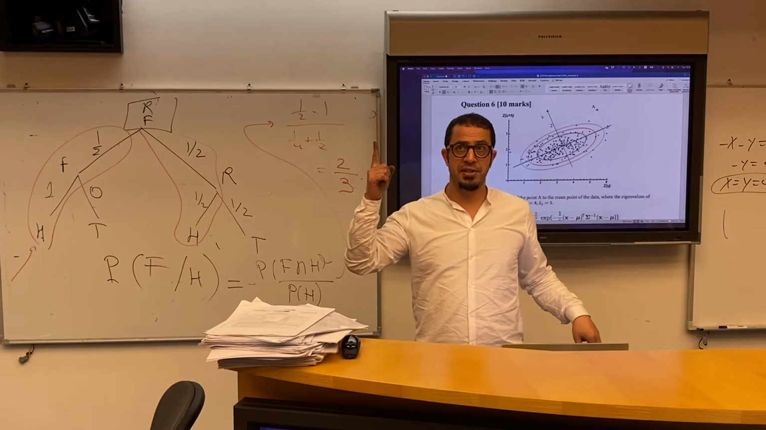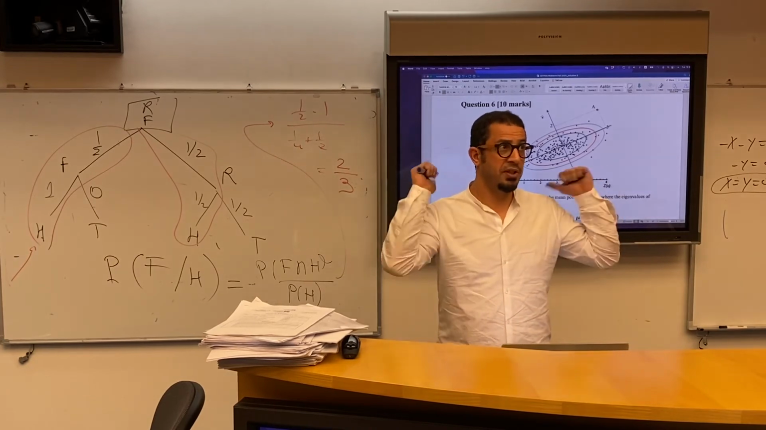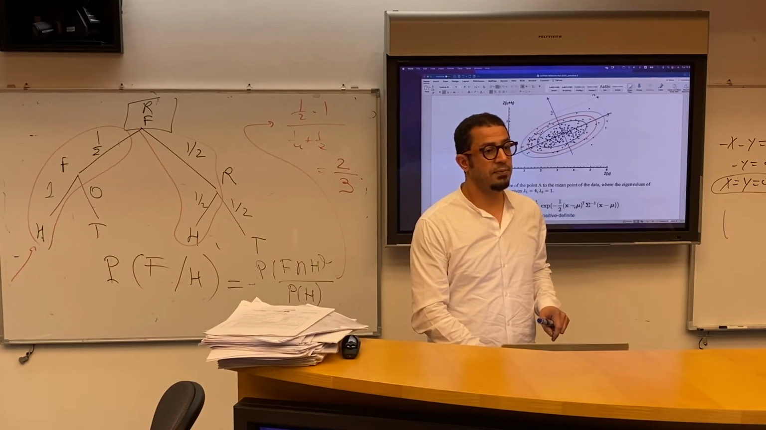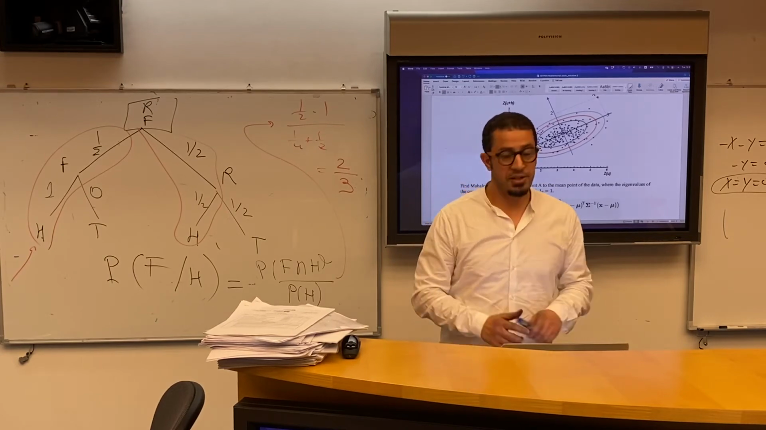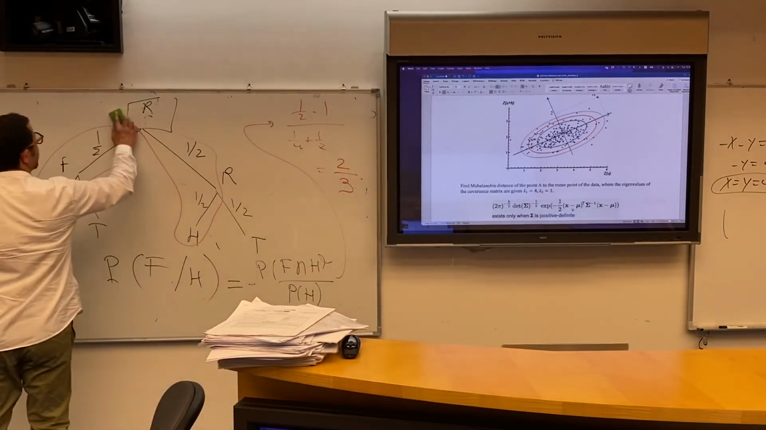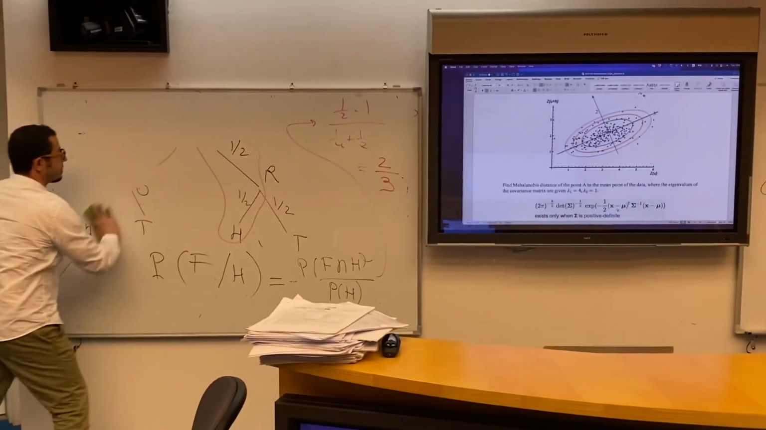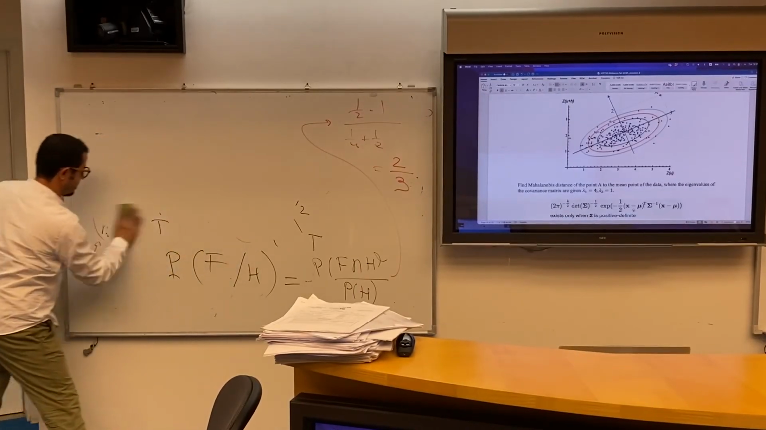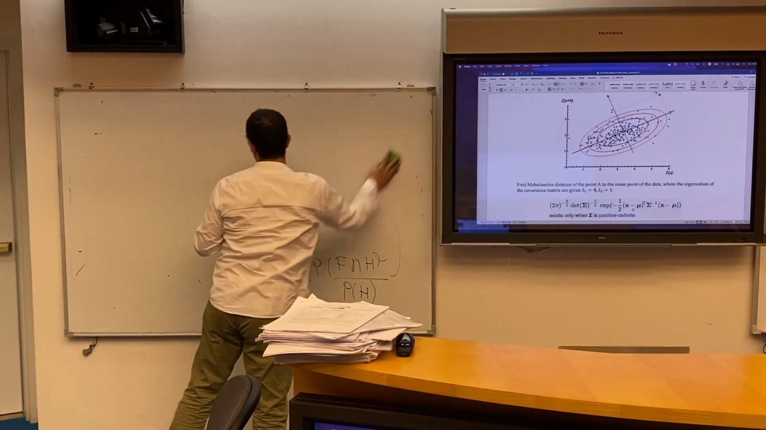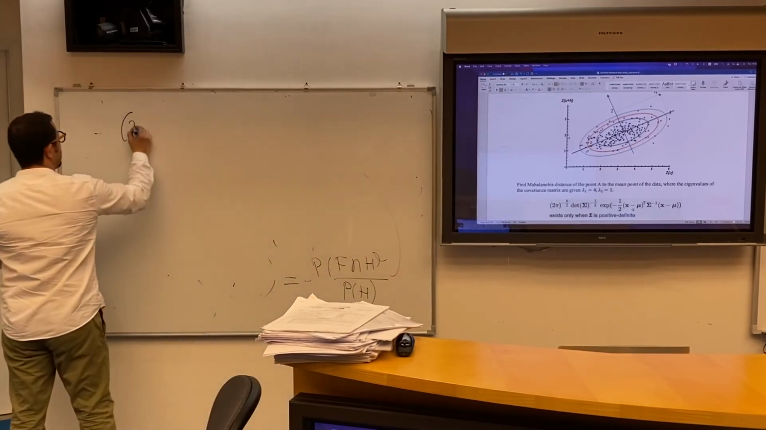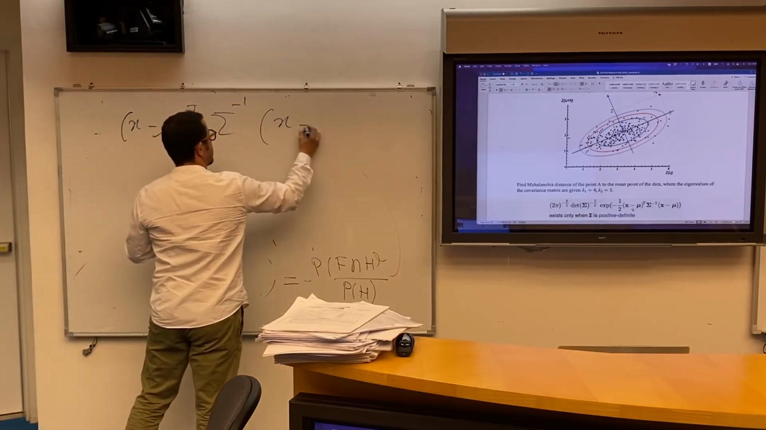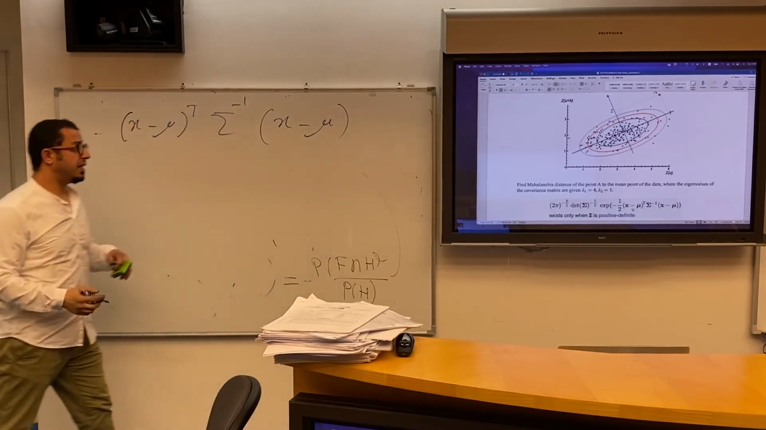What is the definition of the distance? You remember the Mahalanobis distance, we did it at the beginning. It's this one, right? X minus mu and so on. It will be x minus mu transpose sigma inverse, times x minus mu. Okay, let's try this one.